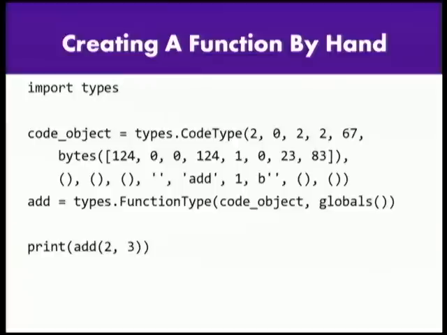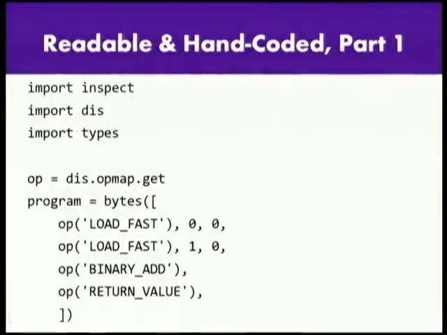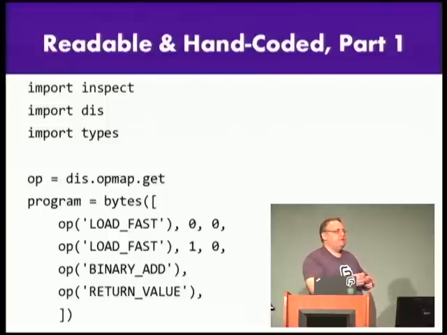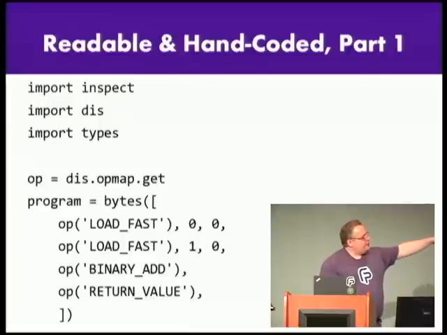So now I'm going to do this again, but I'm going to make it readable, and that's going to take me 3 slides. We start with importing 3 things: inspect, dis, and types. Inspect gives us some symbols that we need. Types gives us those things that we need for a function object and code object. Dis also gives us some more, the ability to turn strings into opcodes. So op is going to be a dumb little function that just takes a string and turns it into an opcode number. And here's our program right here.